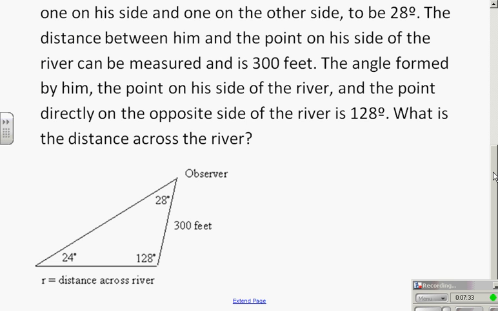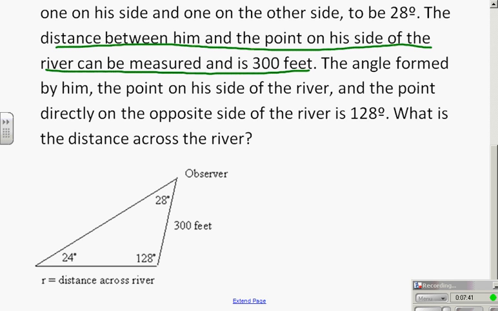Now, first of all, we have to figure out where the R goes. And the key thing that helped me figure it out is the distance between him and the point on his side of the river can be measured and is 300 feet. So here's our observer. This is the same side of the river. He measured this point and this point being opposite, and that makes this the river. And that was at 28 degrees.